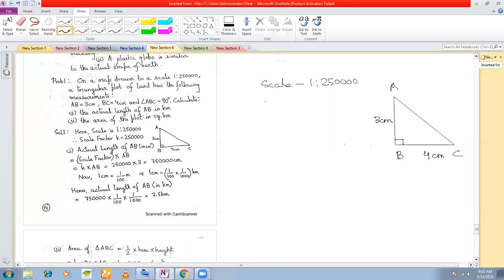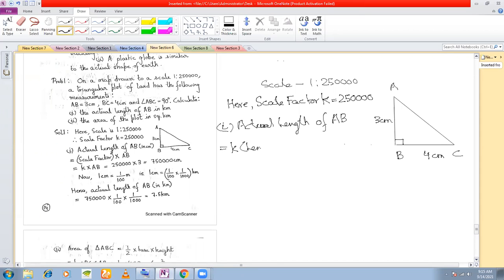So scale factor here is, once you start the solution, you'll first write down the scale factor. Scale factor K is equal to 2,50,000. Okay, so the first question is actual length of AB in kilometers. So actual length of AB is equal to K times length of the model.